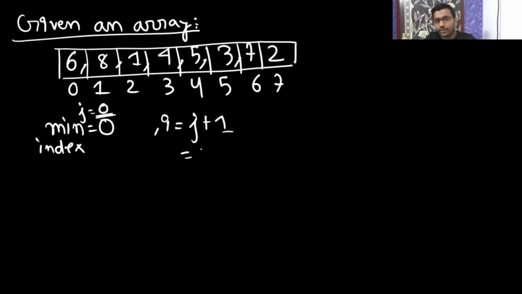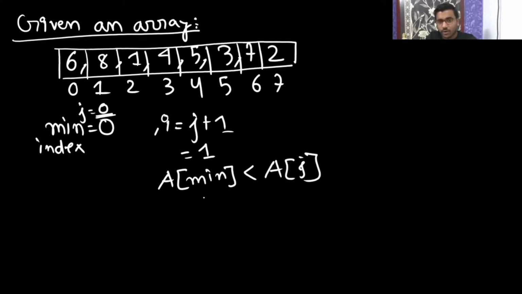J is now 1. Now I will compare the values, whether this minimum is smaller or this one is smaller. Are you getting that? Let me compare that. If I write j here, it will be more clear.